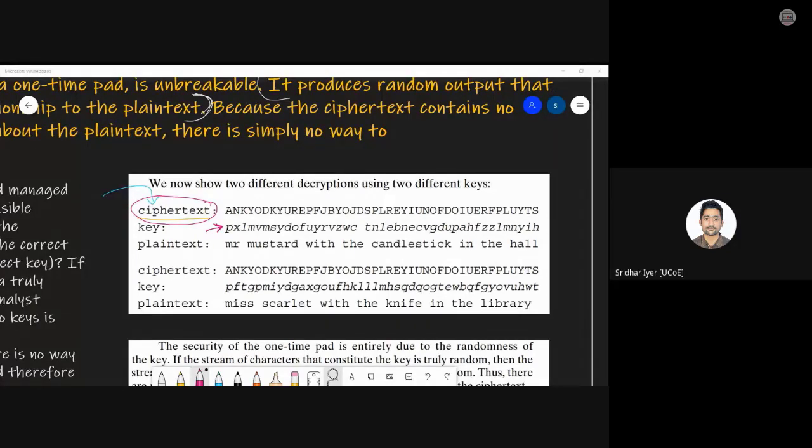Obviously, it doesn't make a grammatically correct sentence, but still some meaningful sentence is getting created. Similarly, on the same ciphertext, if the attacker is applying another key, he is again getting some meaningful sentence. Miss Scarlet with the knife in the library. Now, can you tell me which is the actual key? Because both of these cryptanalysis attempts are giving me some sort of meaningful sentence. Yes or no?